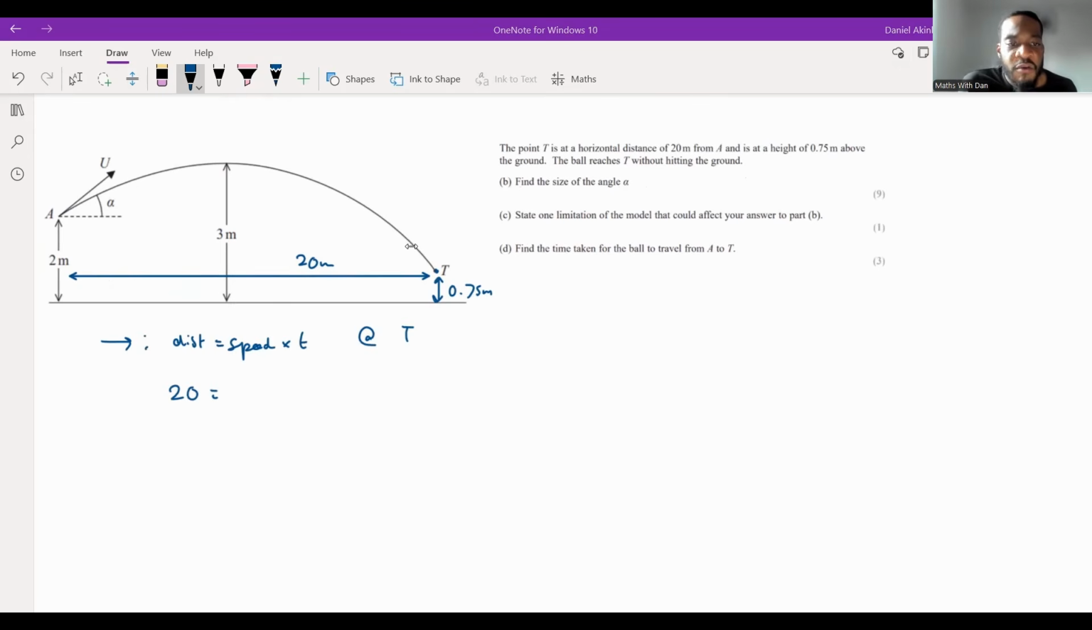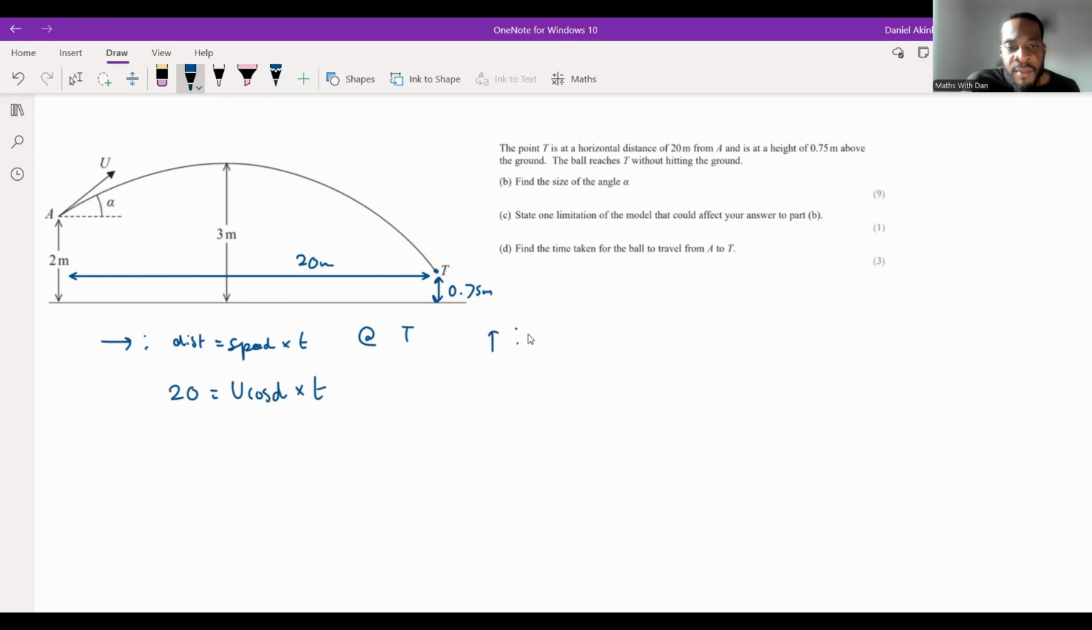Fantastic, Biana. U cos alpha. Remember, the horizontal component of velocity is constant, u cos alpha, right? And then multiplied by the time. We don't know anything about the time, so I'm going to call it t. That is horizontally. Now, vertically, I want to model that distance at point t.